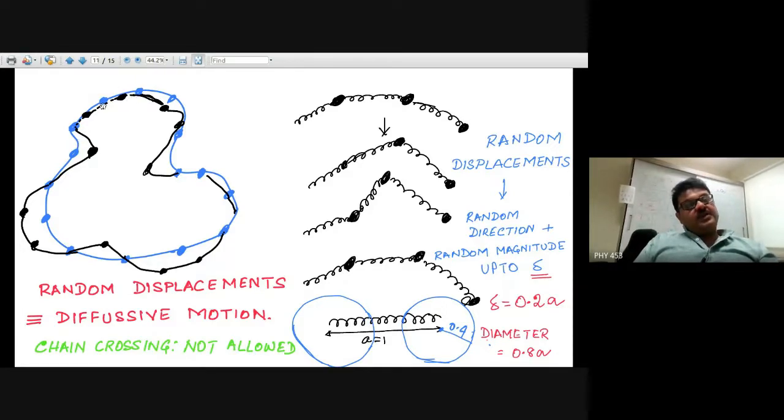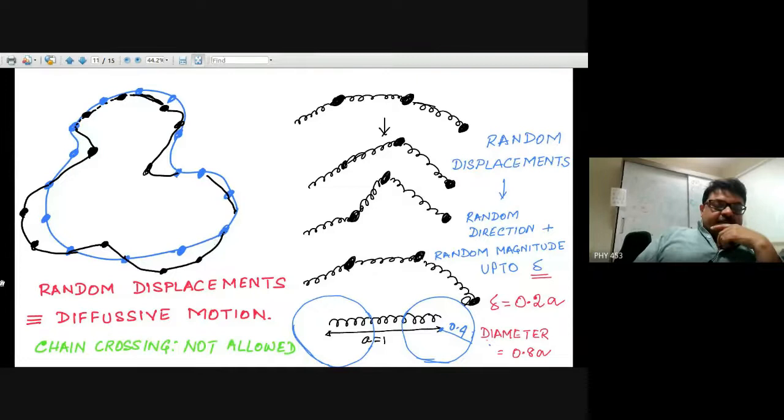So hence I have drawn the black and the blue on top of each other, whereas some other monomers have changed their position. So here they have changed the position, here you have changed the position, but in some cases they remain the same. Like here I have intentionally drawn them remaining the same. Since we are giving random displacements, now we'll discuss random displacements as well.